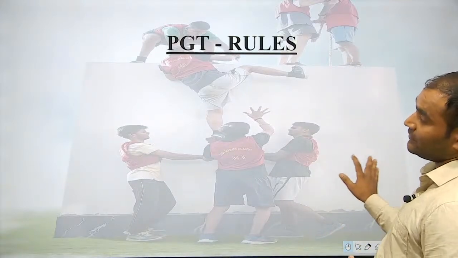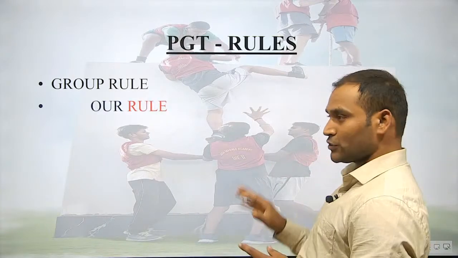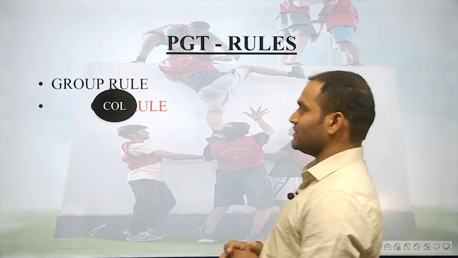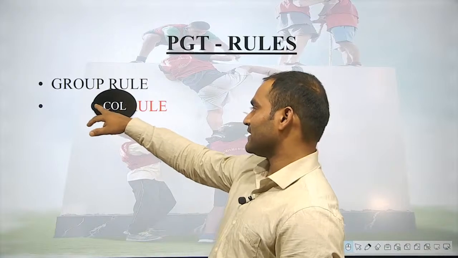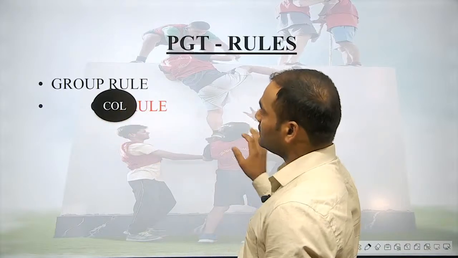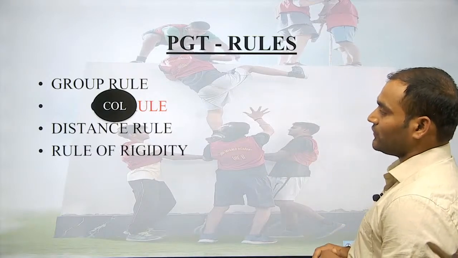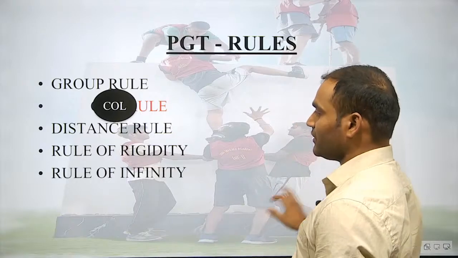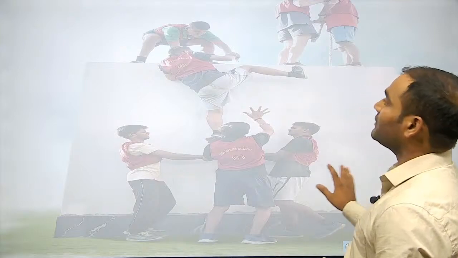PGT has 4 major rules. First is the group rule, the second is the color rule, and you know that because there will be some colors. As you can see the colors here: white, blue, and red. The next are the rule of distance, rule of rigidity, and rule of infinity. I will define the rules today, and tomorrow we shall have the activity of the entire process.